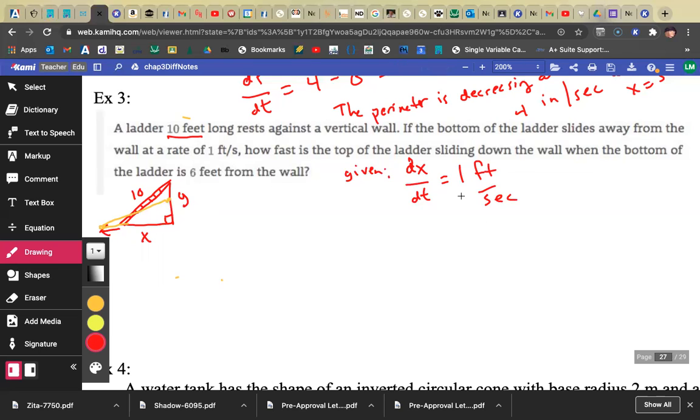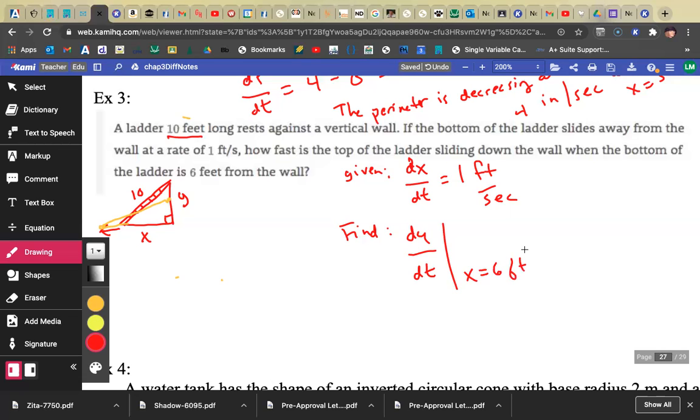What do I want to find? How fast is the top of the ladder sliding down the wall? So I want to find dy/dt. That's what I want to find. I want to find dy/dt at the exact moment when the bottom of the ladder is 6 feet from the wall. So that's when this length x is 6 feet. So I want to find it when x is 6 feet.